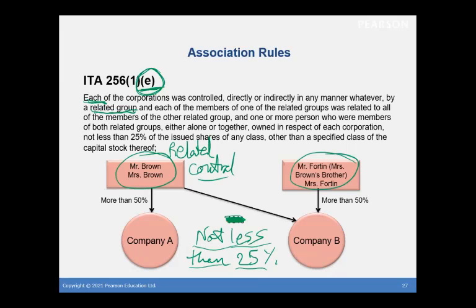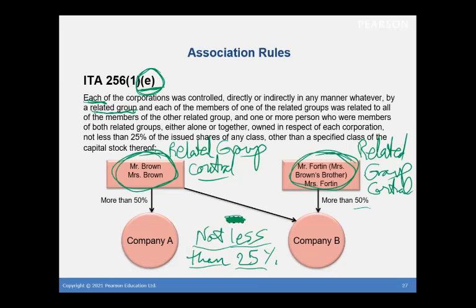We have another group over here, which is Mr. Fortin and Mrs. Fortin. They are also a related group. They're married, I believe. They could be brother and sister too, and they would also be related. Whatever the relation is, it's relevant as long as it qualifies. So they're related, and they control B because of the 50%. So they are also a related group, which also has control. So we have each company having related groups.